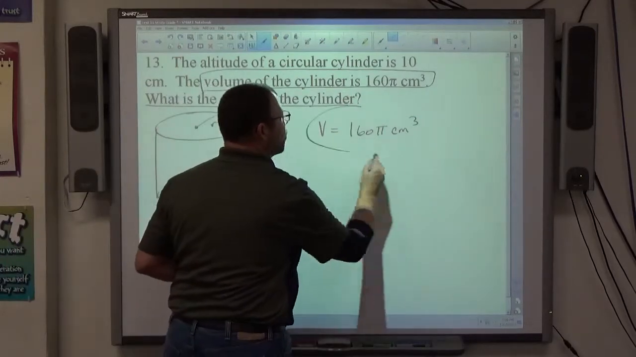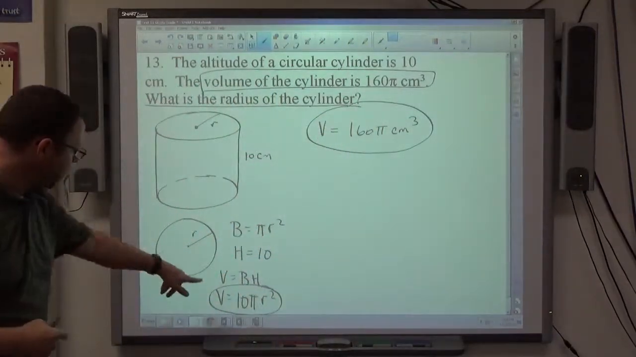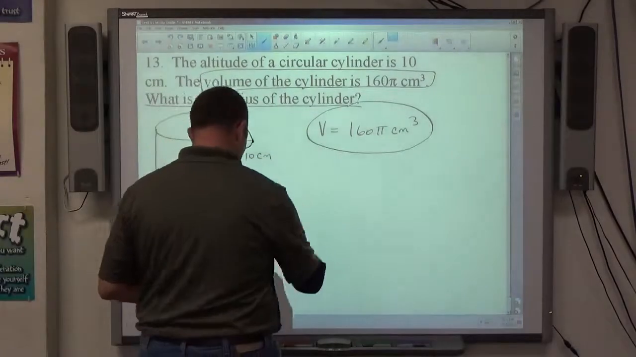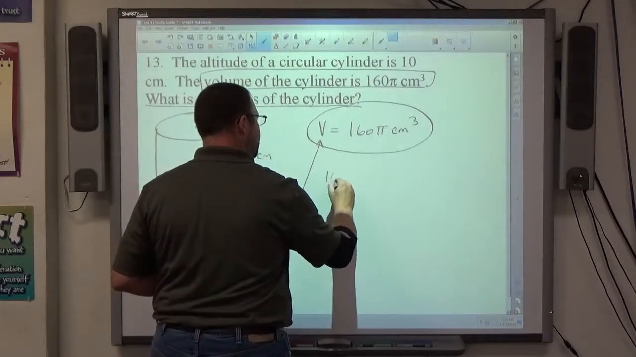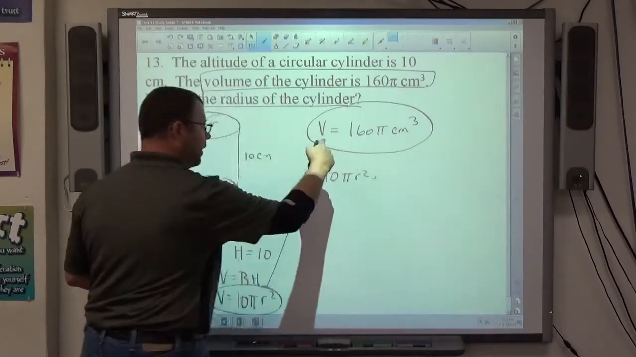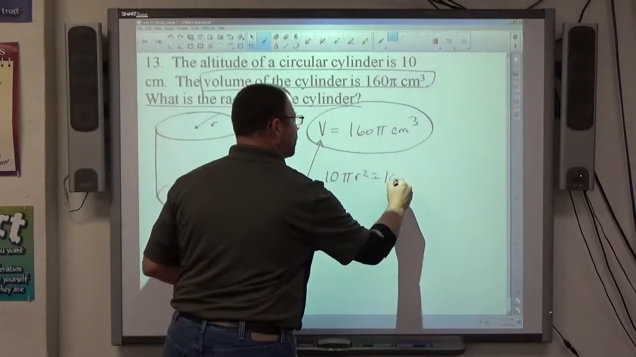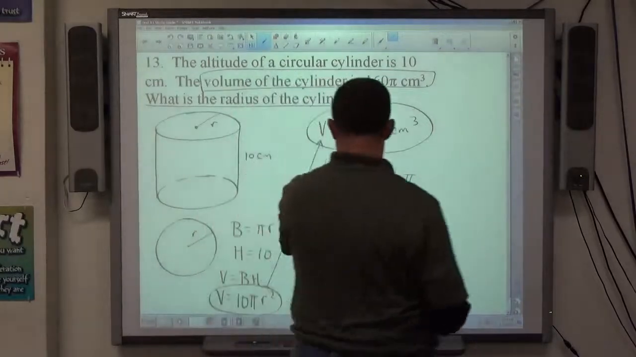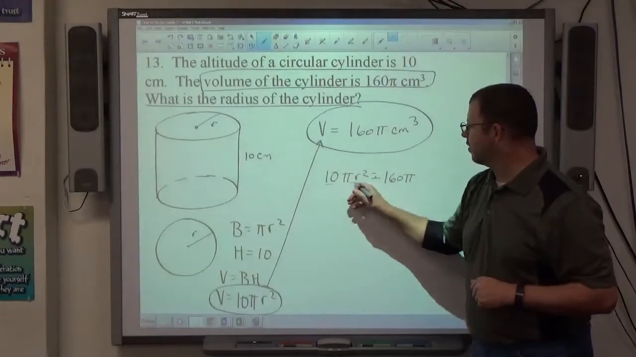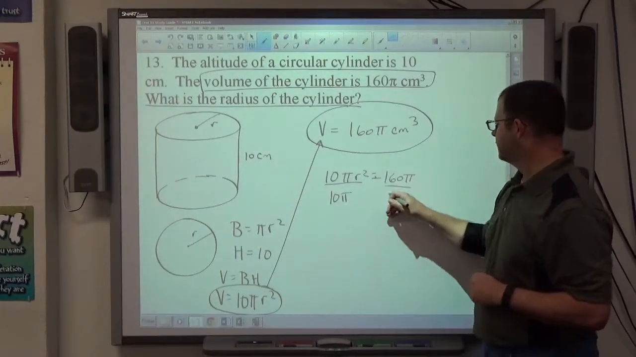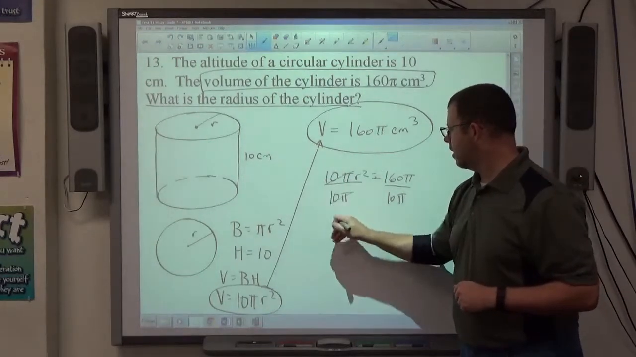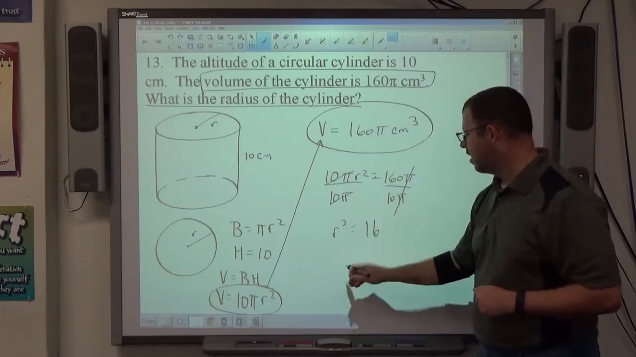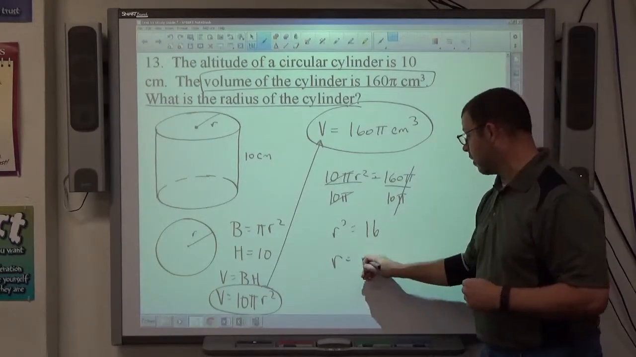But just like that, I've created an expression that tells me what volume is. And I've got over here what volume equals. So if V is equal to 10 pi r squared and V is equal to 160 pi, I substitute 10 pi r squared for V, and that should still equal 160 pi. Just like that, I've got an equation with exactly one variable, and to solve it, I simply divide both sides by 10 pi. R squared equals, pi divided by pi cancels, 160 divided by 10 is 16. R therefore equals plus or minus 4.